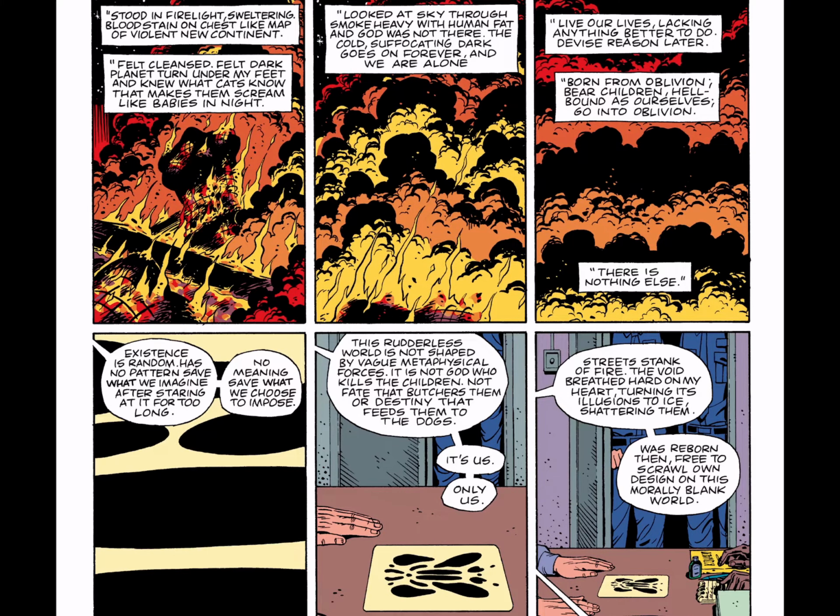He says, notice the first premise of his philosophy: looked at the sky through smoke heavy with human fat, and God was not there. The cold, suffocating dark goes on forever, and we are alone. So that's the first premise, right?